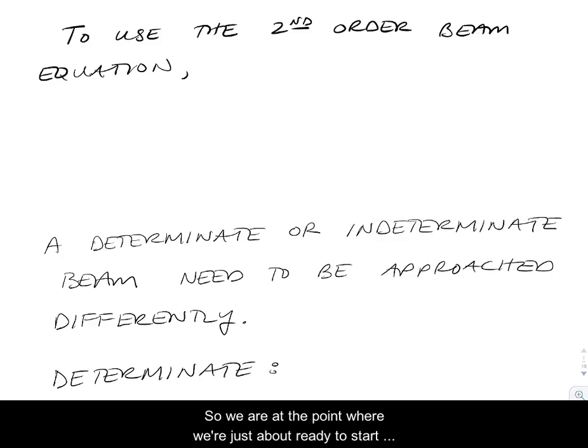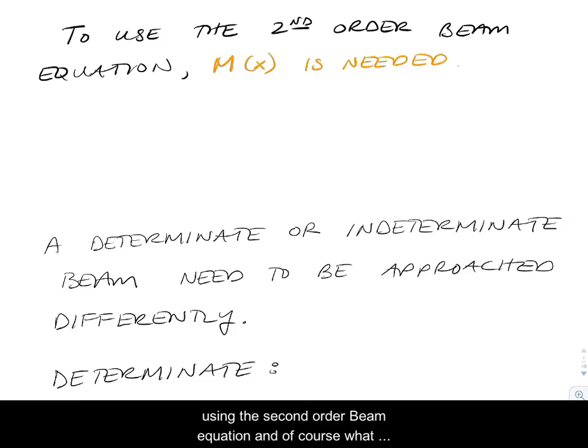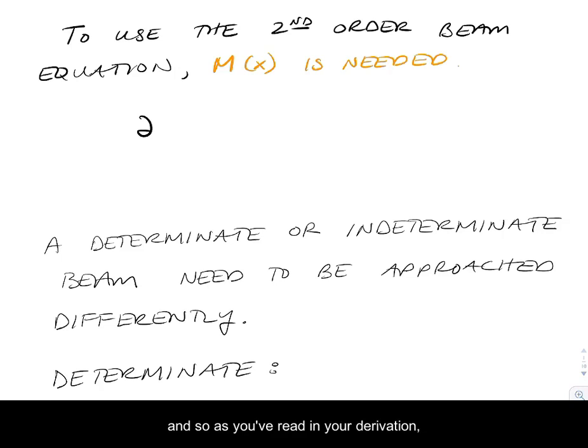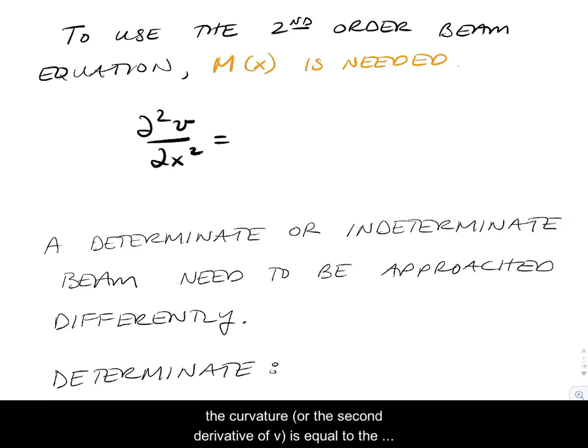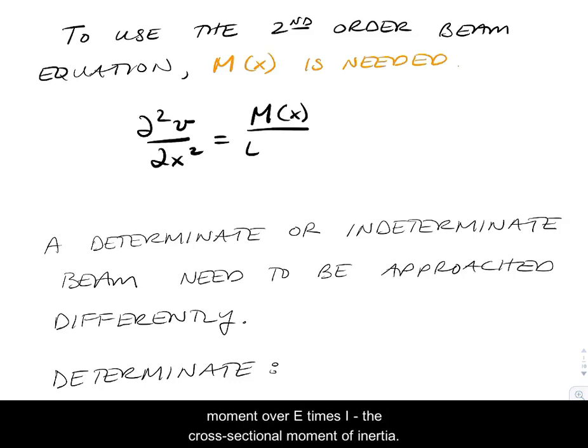So we're at the point where we're just about ready to start using the second order beam equation. And of course what we need is m of x, the moment inside the beam. As you've read in your derivation, the curvature, or the second derivative of v, is equal to the moment over E times I, the cross-sectional moment of inertia.